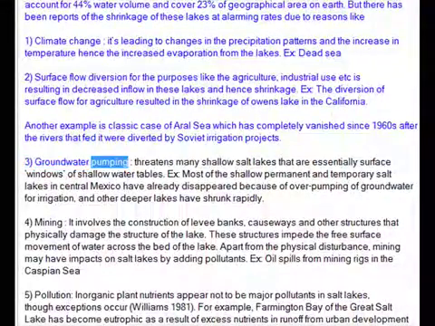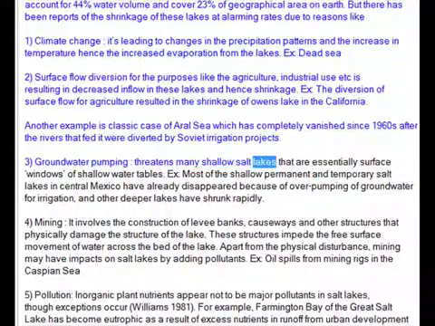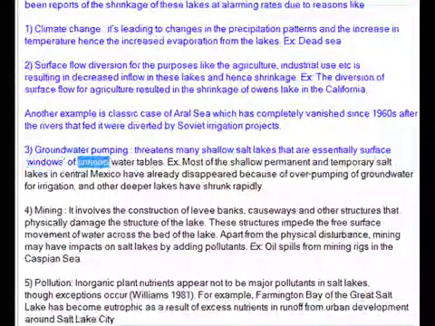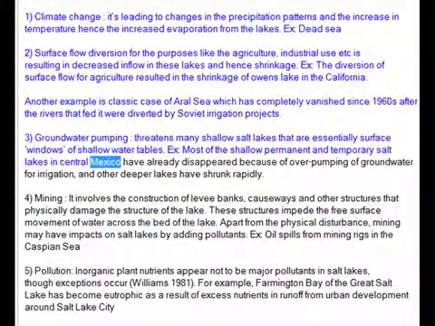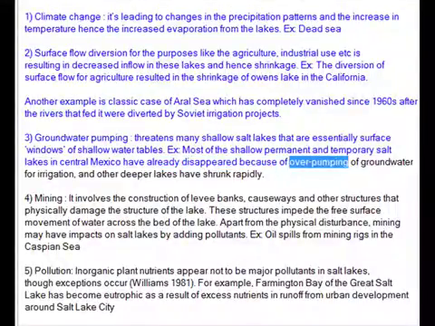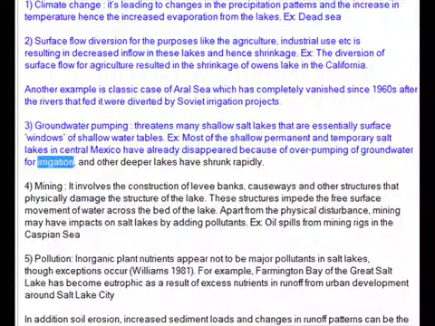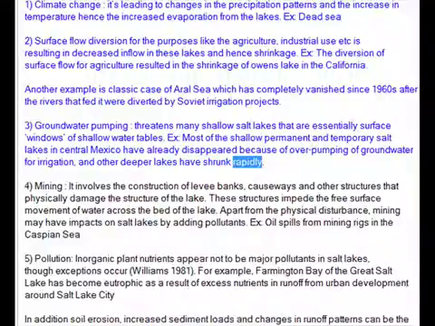3. Groundwater pumping threatens many shallow salt lakes that are essentially surface windows of shallow water tables. E.g., most of the shallow, permanent, and temporary salt lakes in central Mexico have already disappeared because of overpumping of groundwater for irrigation, and other deeper lakes have shrunk rapidly.